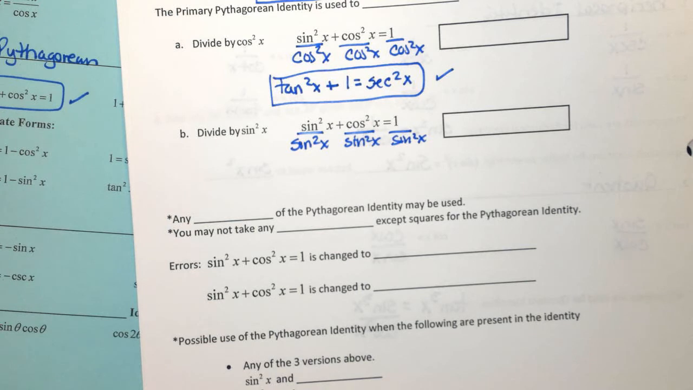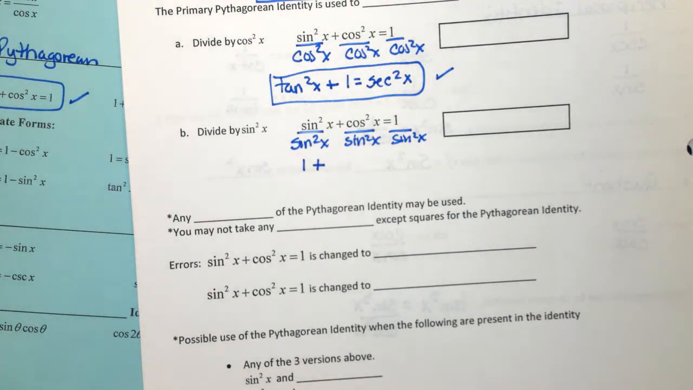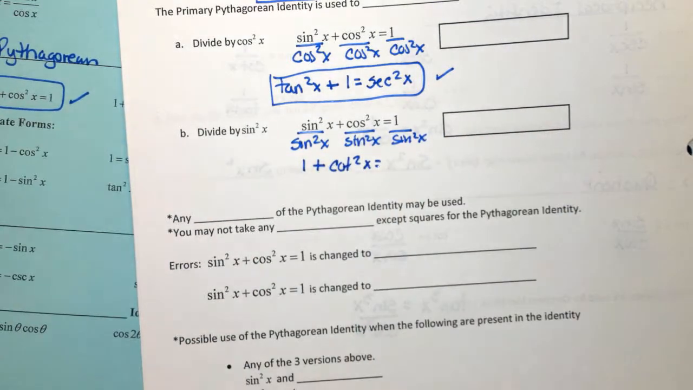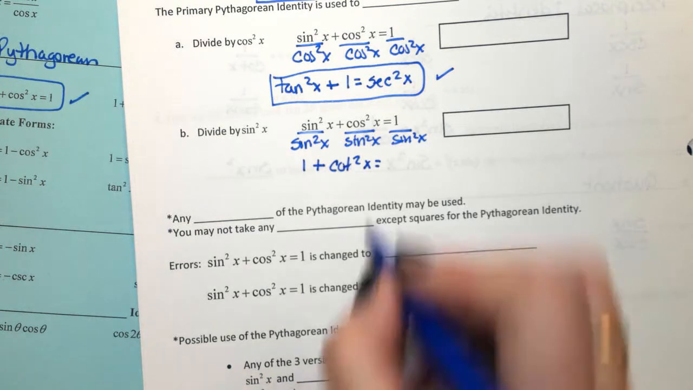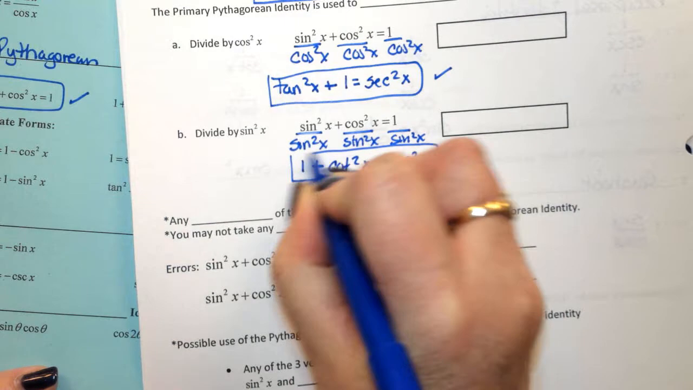So what's sine squared divided by sine squared going to be? 1. Plus, what's cosine squared divided by sine squared? Cotangent squared by your quotient identities. And then 1 over sine squared is going to be equal to what? Cosecant squared. So there is your third and final Pythagorean identity.